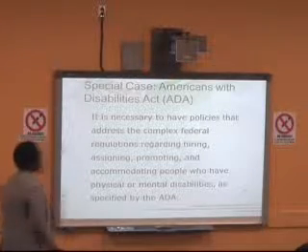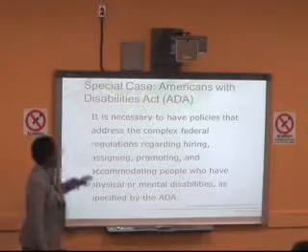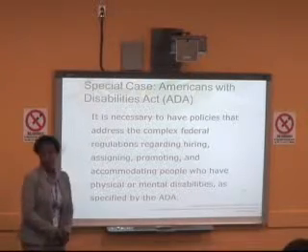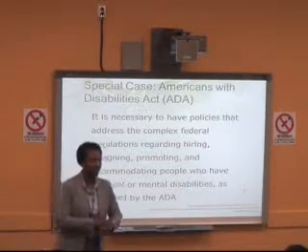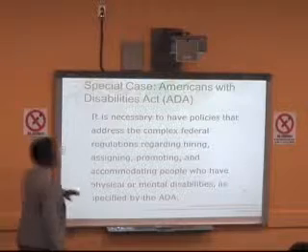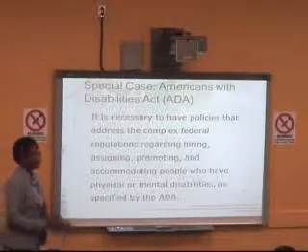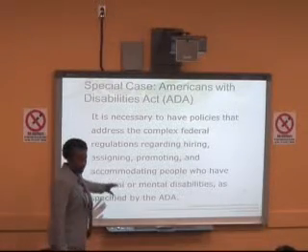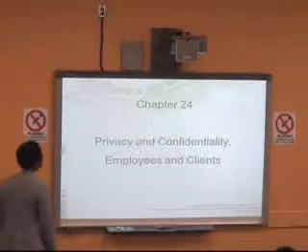ADA. We have to make sure that we have policies that address ADA, the Americans with Disabilities Act. Not just because it's the law, there's federal regulations, but it goes back to trying to create as fair a playing ground as possible with all of your employees. So this is something that's very important. We have to make sure that we're accommodating to those that may have physical or mental disabilities. So you should definitely, absolutely have policies regarding ADA in your handbook or manual.